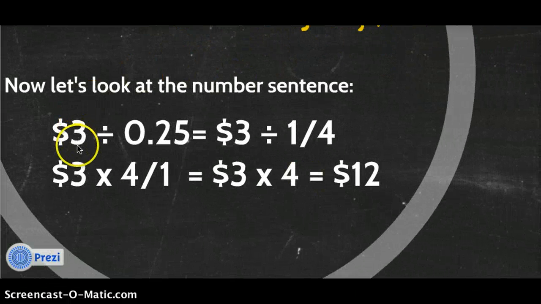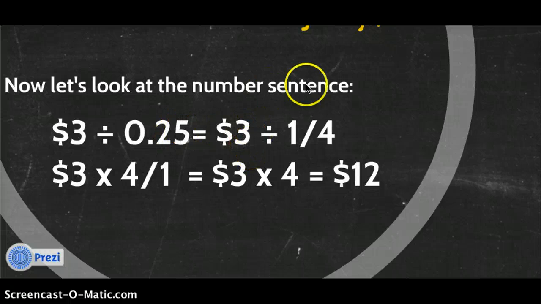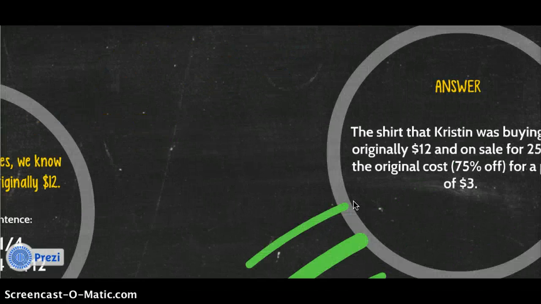So $3 divided by 25/100ths, or 25% of the original cost, would equal $3 divided by 1/4 of the original cost of the shirt. We can invert that and multiply. So $3 times 4, because we're trying to find how much the shirt was originally. So $3 times 4, which would equal $12.